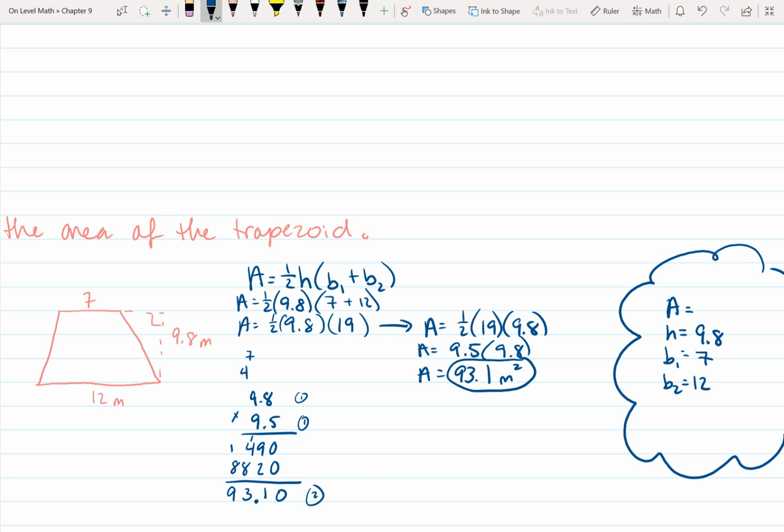Again, I worked through that math fairly quickly, trying to keep the video at an appropriate length. Pause the video, work through it slower if need be.